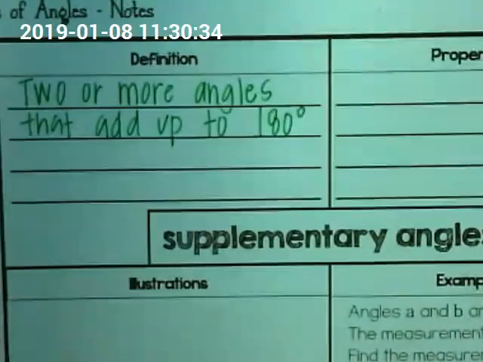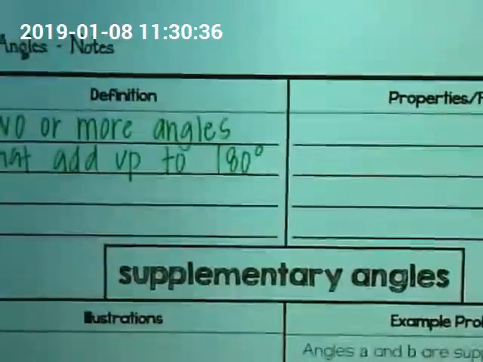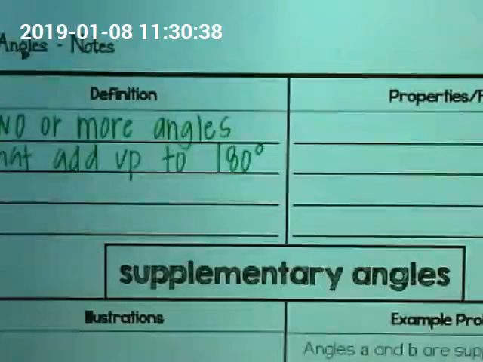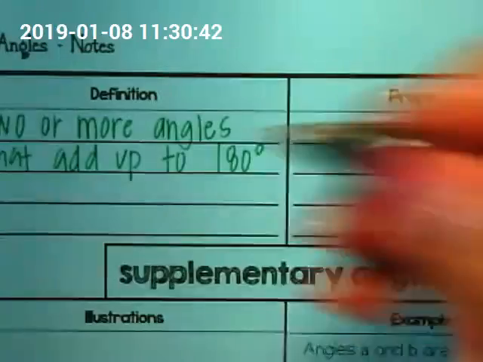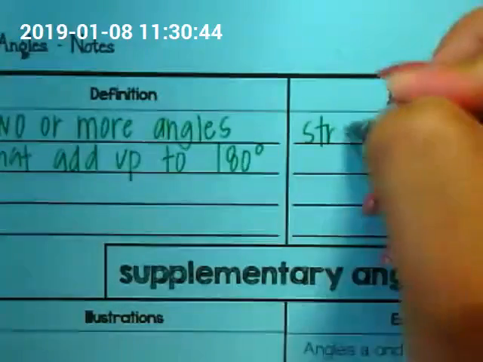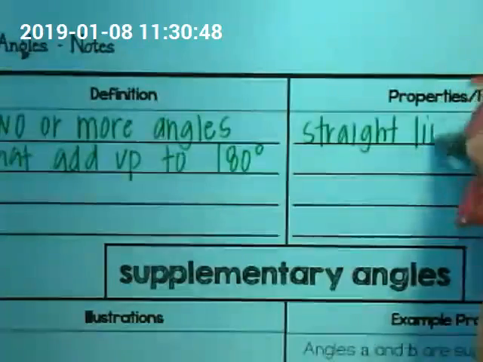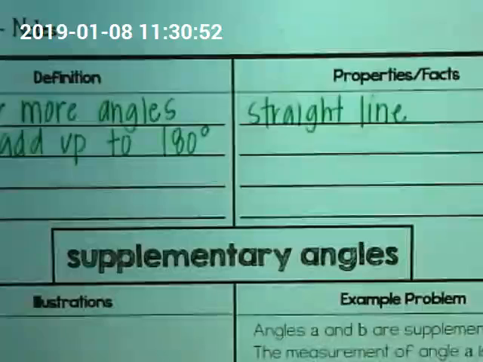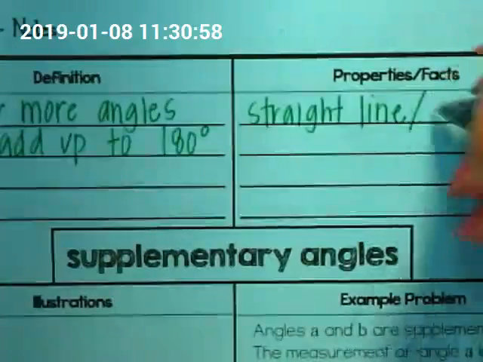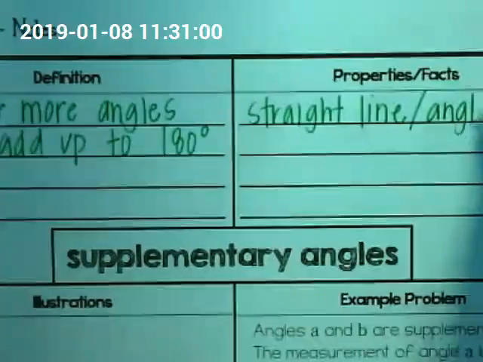Under properties and facts, something to think about is that these angles are going to form a straight line. These two angles are going to form a straight line. Some people may even call this a straight angle.